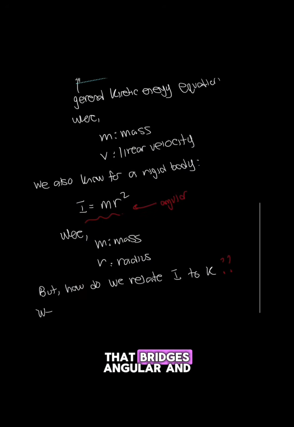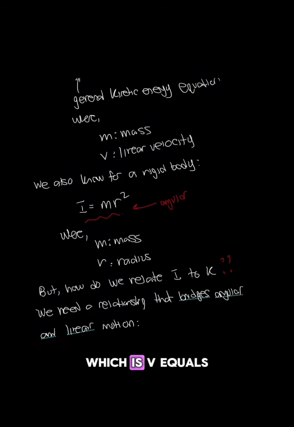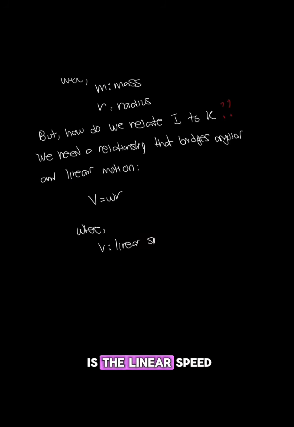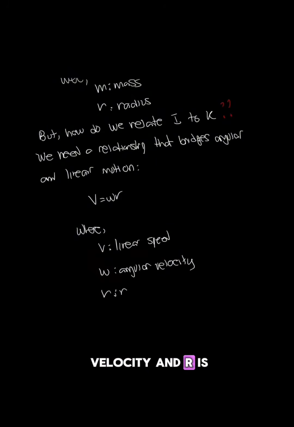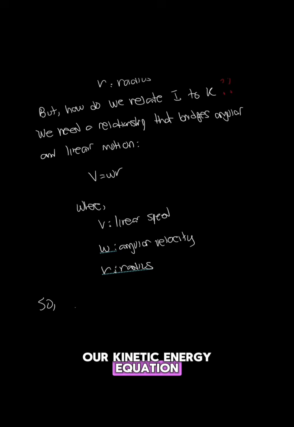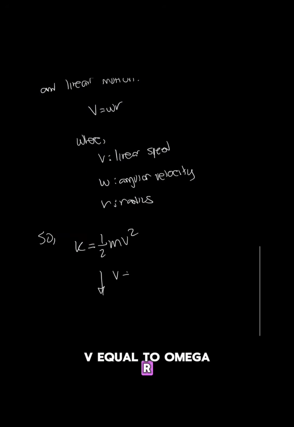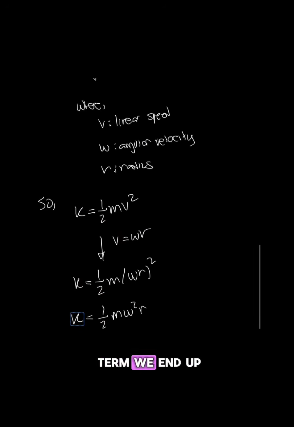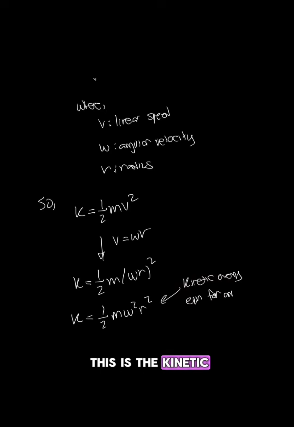We need a relationship that bridges angular and linear motion, which is V equals omega r, where V is the linear speed, omega is the angular velocity, and r is the radius. So if we take the kinetic energy equation, we can plug in V equal to omega r, we get this. And if we square this term, we end up with this expression here. So this is the kinetic energy for angular motion.